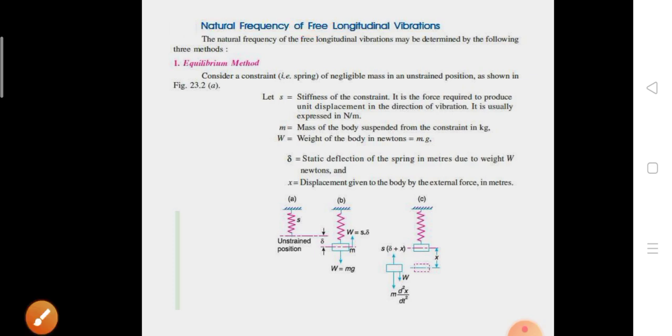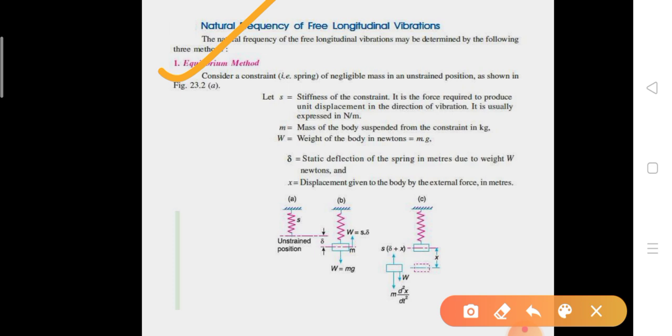So there are 2-3 methods to find out the natural frequency of free longitudinal vibration, or natural frequency of any vibration systems. First one is equilibrium method. So here we are using D'Alembert's principle. So what you do now, you just let us consider figure number A.